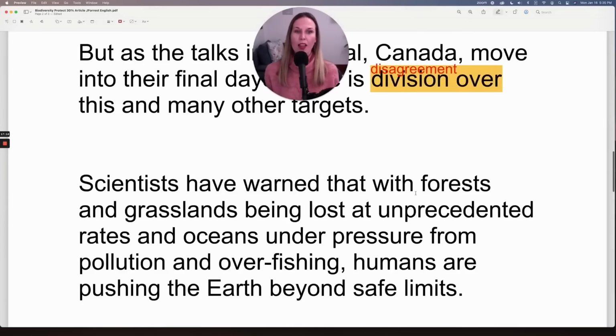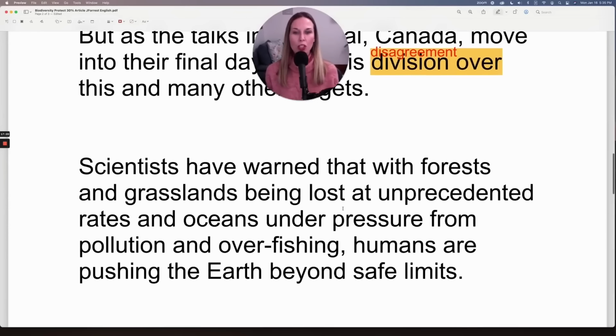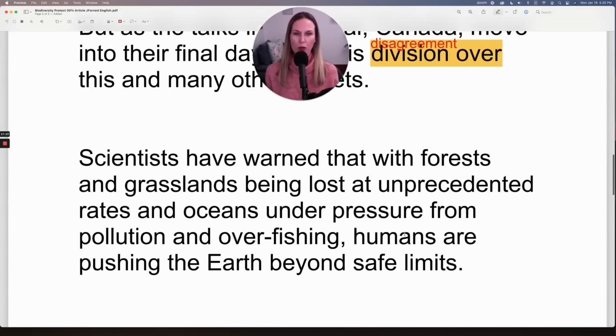Scientists have warned that with forests and grasslands being lost at unprecedented rates and oceans under pressure from pollution and overfishing. Okay, let's just stop there because it's quite a long sentence. Unprecedented. When something is unprecedented, it means it's never happened before. So this is the first time it's happening. The fact that forests and grasslands are disappearing, I'm just going to say 10% per year, no idea if that's correct, that has never happened before. It's unprecedented.